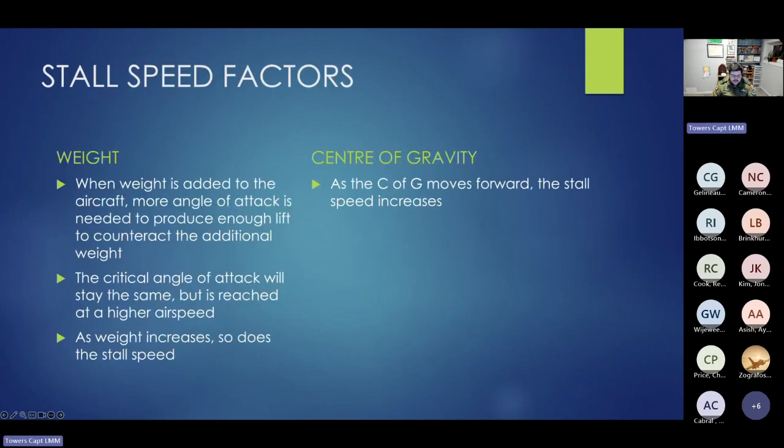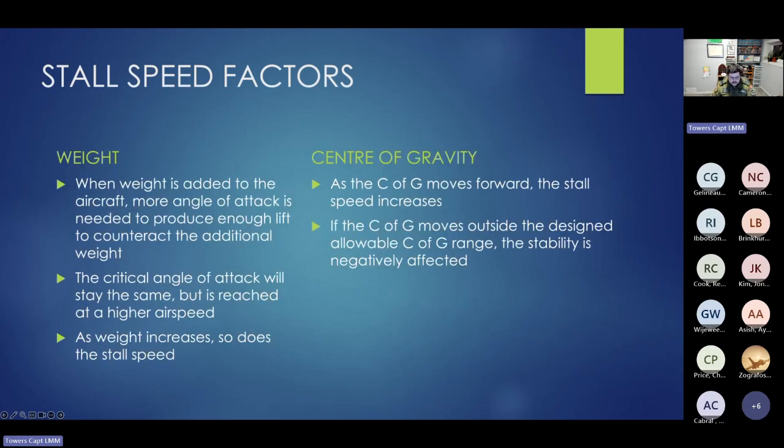So some factors that influence this stall speed. There's a fair amount of them, so we'll just go through them. So weight. When weight is added to the aircraft, more angle of attack is needed to produce enough lift to counteract the additional weight. The critical angle of attack will stay the same, but is reached at a higher airspeed. As weight increases, so does the stall speed.